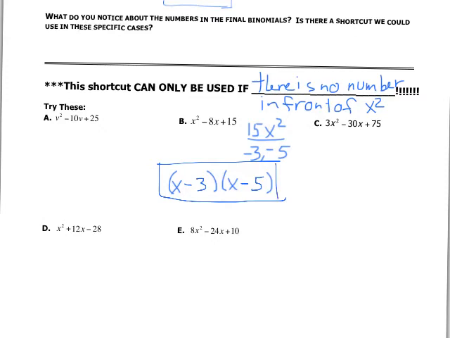If you can use the shortcut method, great, do that. If you can't use the shortcut method because there's a number in front of x squared, you're going to have to do the old AC method. Okay? So go ahead and pause the video, work through those 4 examples, and then you can start it back up to see the answers.